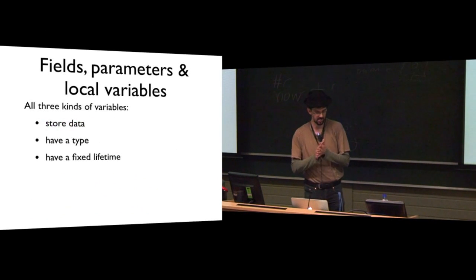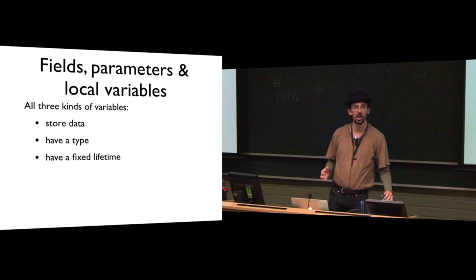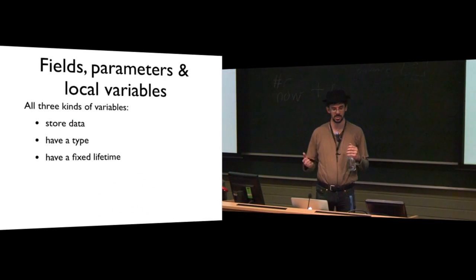Okay, so we've encountered three kinds of variables, and all three kinds work in very much the same way. They're all used to store data. They all have a type to tell you what kind of data that is. And they all have a fixed lifetime or a scope.